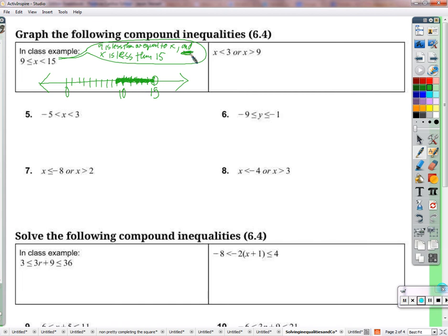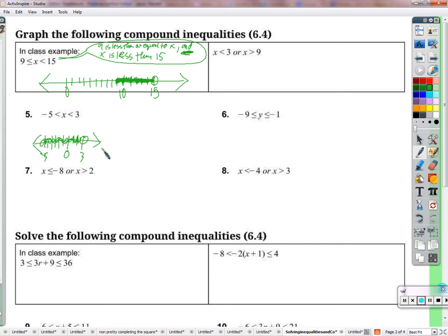Why don't you graph number 5 for me? Here we go. What's that scribble made of? Trillions and trillions of different points. That's right, thank you very much.